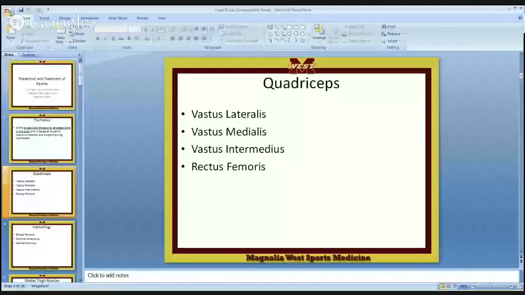Okay, let's try this one. Hey, it's there. What do you know? Hey, Buckaroos, you definitely need to know this slide. It is slide number 3. It tells you you need to know the 4 muscles of the quadriceps: vastus lateralis, vastus medialis, vastus intermedius, and rectus femoris. Rectus is in the front.